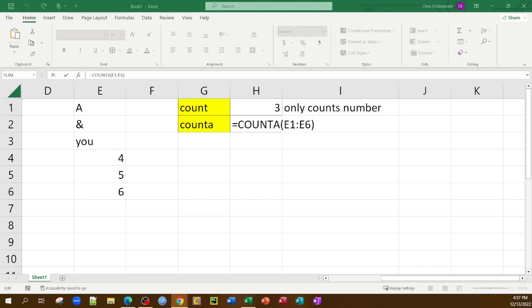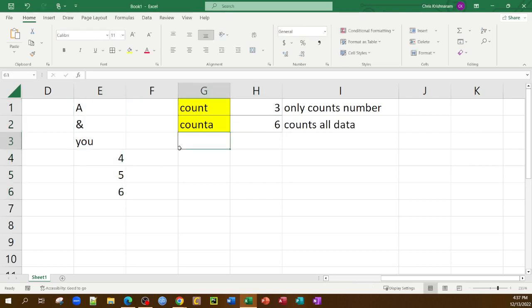Yes, sir, it works. Good. You can change up the values also to see the difference it's going to make.